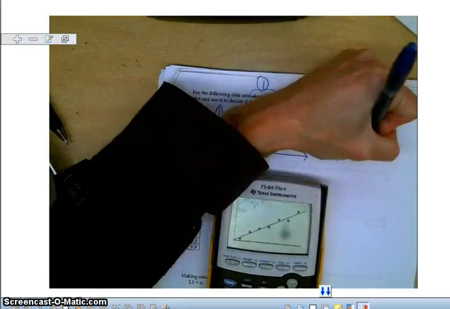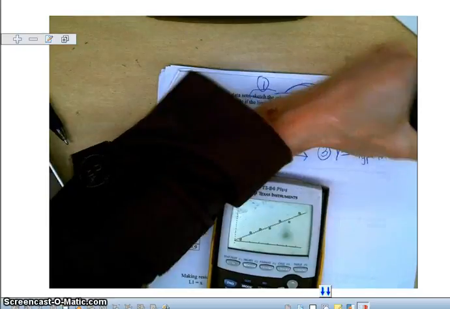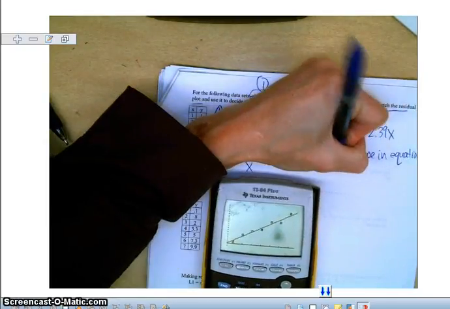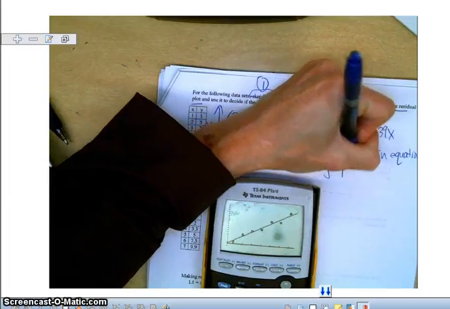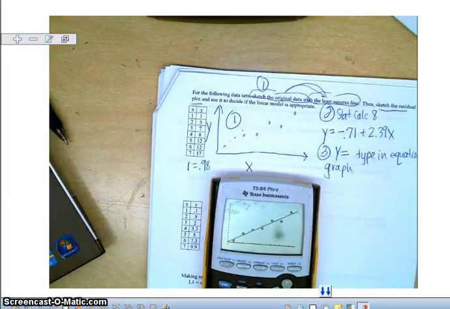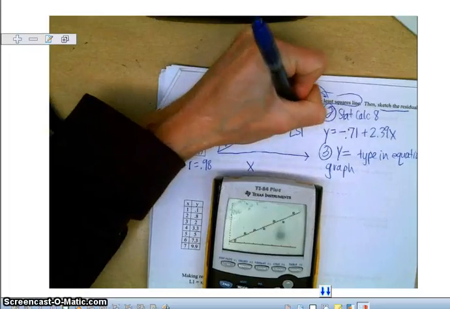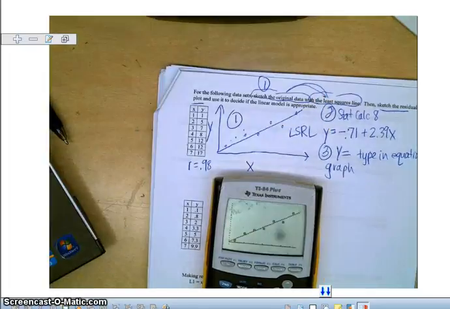y equals, type in the equation, and hit graph. It should graph your linear regression line, the least squares regression line, right on that graph. Does it look like a pretty good line of best fit?